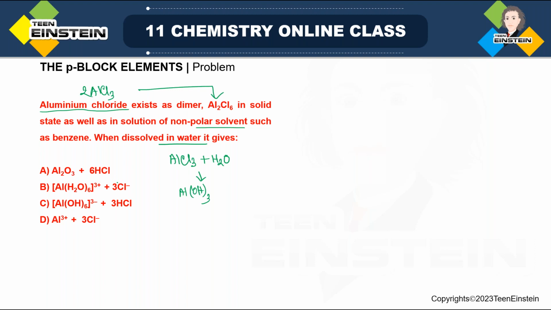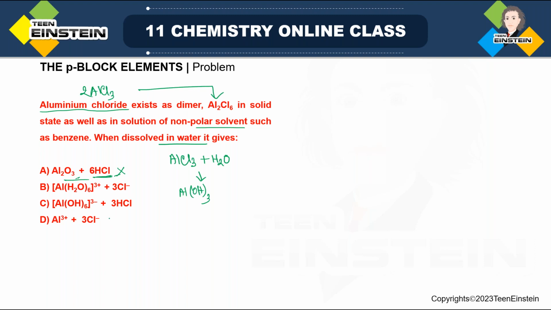Now come to the first option. It is mentioned here that it is forming alumina, that is oxide of aluminium, and 6HCl. Now it is obviously not correct, even if you simply write two neutral molecules, because in other options B, C, D, you have some cation and anion.